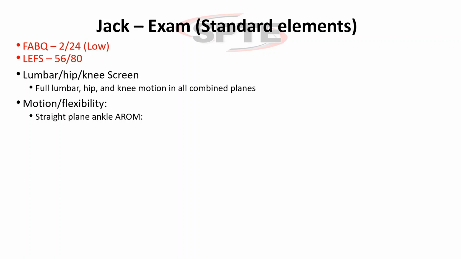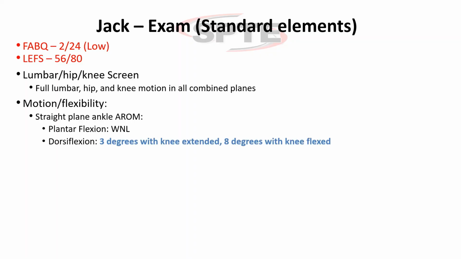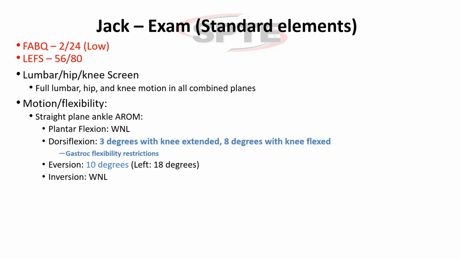Motion and flexibility, straight plane ankle range of motion. Plantar flexion was within normal limits. Dorsiflexion, however, was 3 degrees with the knee extended and 8 degrees with the knee flexed. And so you can tell significant restrictions in gastroc flexibility. Eversion was also 10 degrees compared to 18 degrees, so a little bit more limited on the involved versus the uninvolved. Inversion was within normal limits.